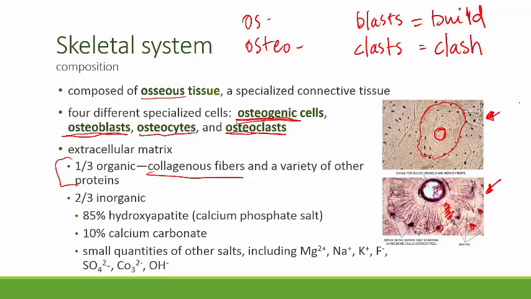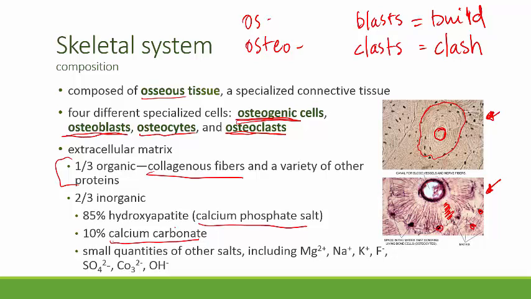We're going to get into the construction of bone eventually, but don't be fretful if you don't completely understand everything that I just said. That inorganic material is primarily a calcium phosphate salt called hydroxyapatite. So calcium and phosphorus as a salt here. And about 10% of it is calcium carbonate. So we have 2 calcium salts, hydroxyapatite and calcium carbonate. And then there's a variety of other salts.